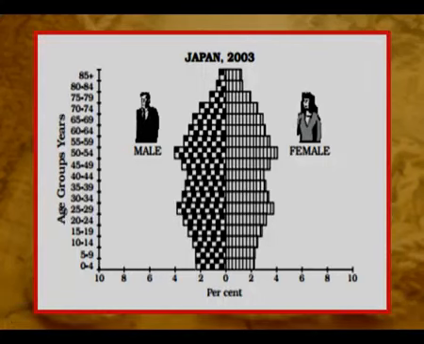Since 2005, Japan's population has been declining. Population aging is a phenomenon that occurs when the median age of a country rises due to rising life expectancy. With the reduction in birth rates, the proportion of children in the population has declined.